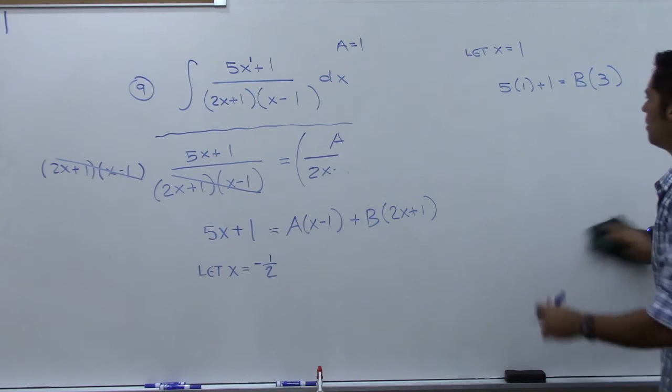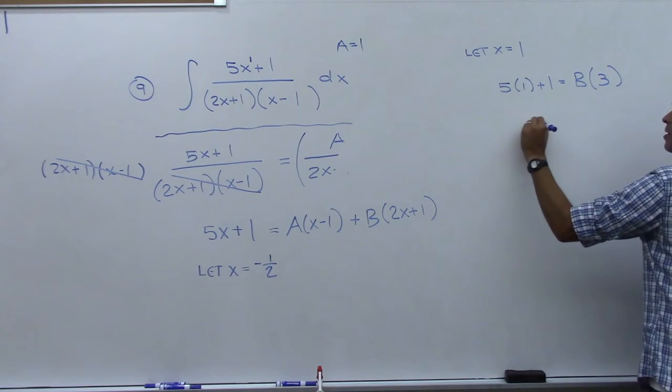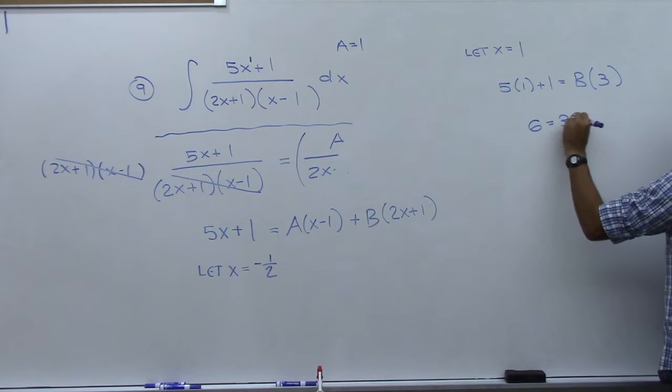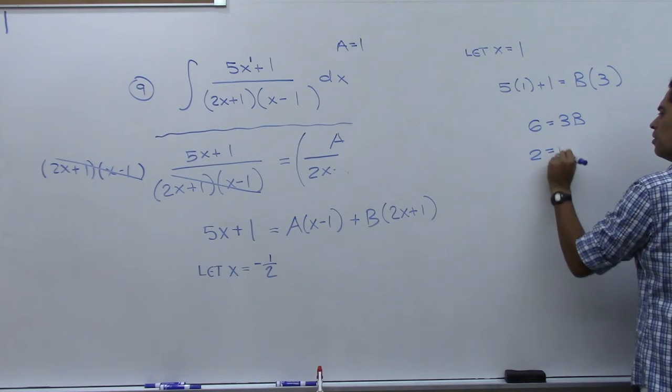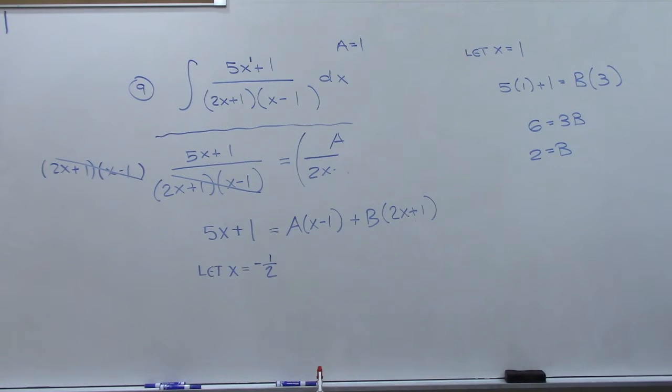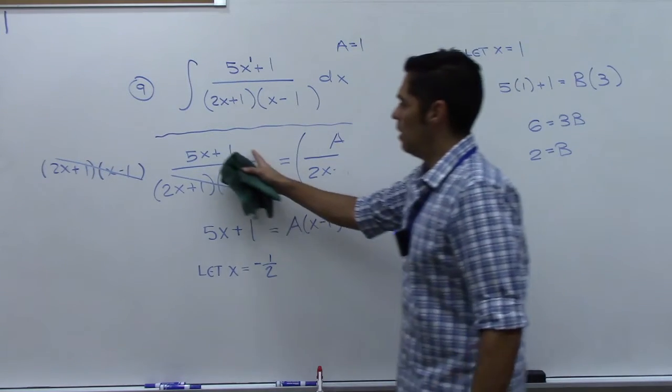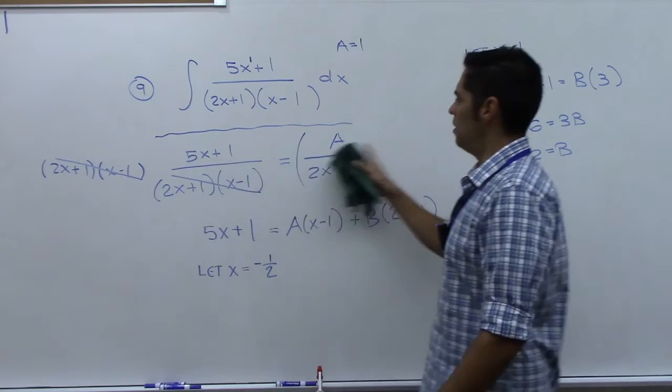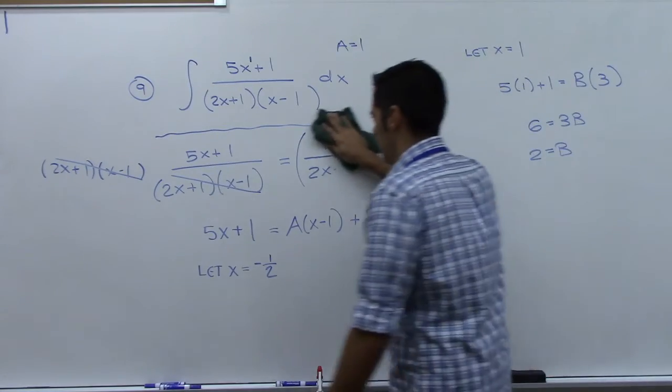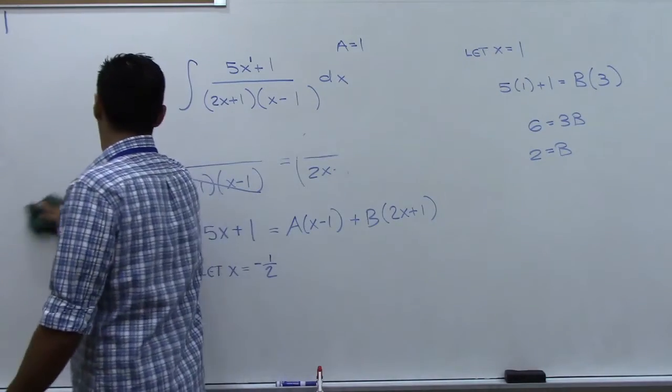And then cleaning this up, this is 5 plus 1, that's 6. 6 is 3b, which means b is 2. And once I know that b is 2 and a is 1, I can rewrite everything. Remember, this expression in here turned into this thing. I erased it, but I'm going to rewrite the integral right now.